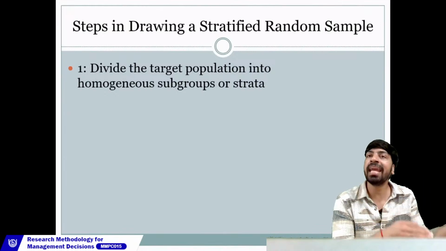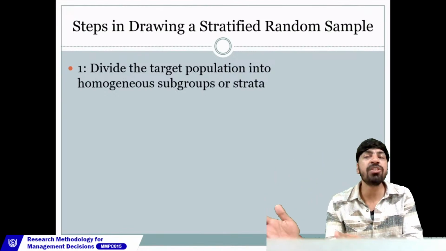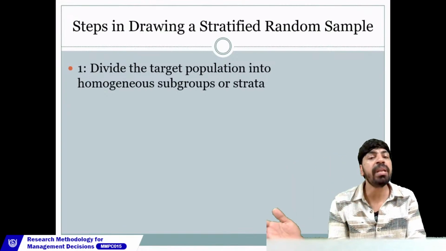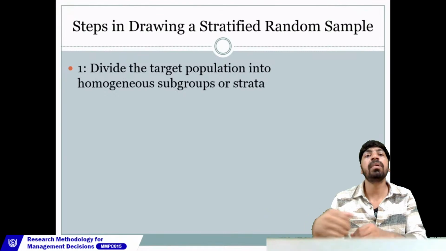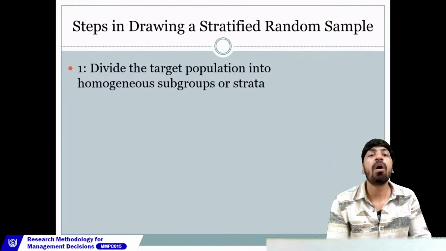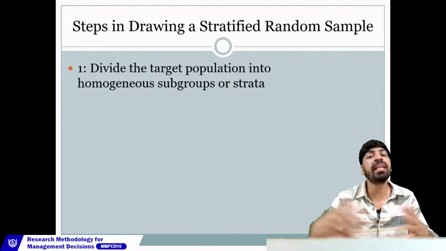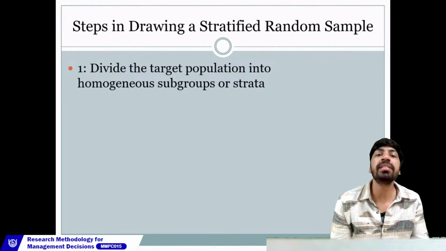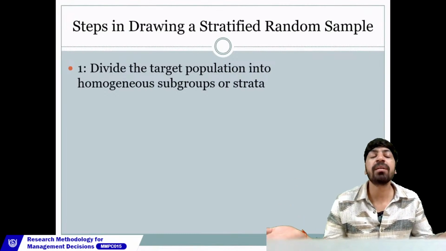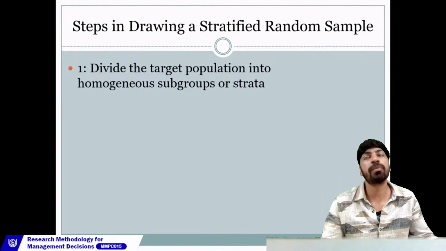It is according to age, gender, occupation, income level, expenditure, or height, weight, or any other variable or group. So this is the first step of stratified random sampling: divide the target population into subgroups.